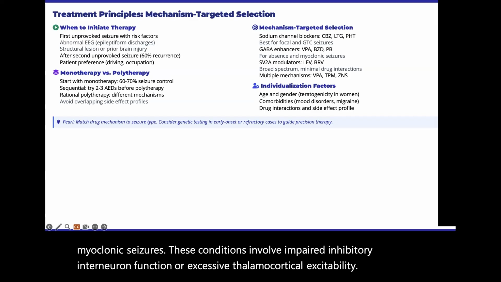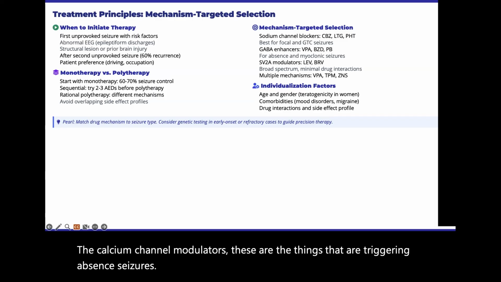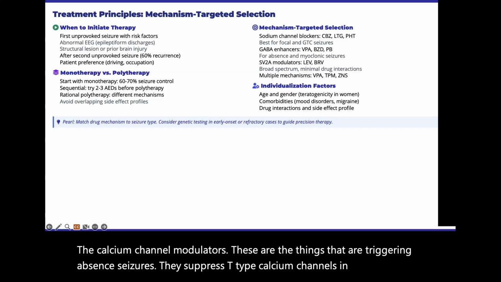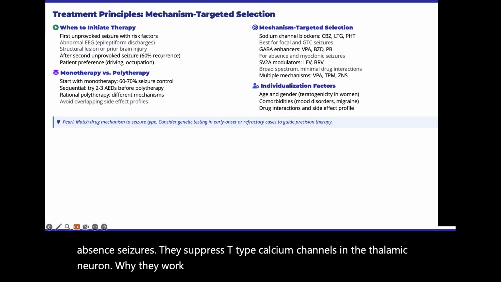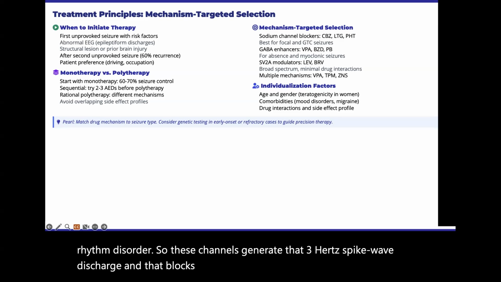The calcium channel modulators are the drugs used for absence seizures. They suppress T-type calcium channels in the thalamic neuron. Why they work is because absence epilepsy is a thalamocortical rhythm disorder. These channels generate that 3 hertz spike-wave discharge, and blocking them interrupts that pathological oscillation.